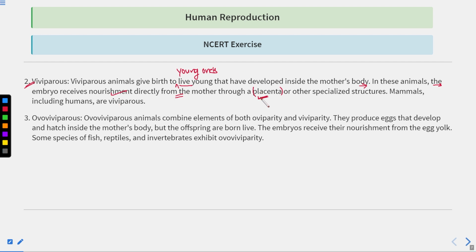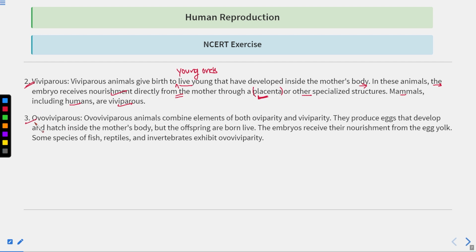It also acts as an endocrine tissue, so it secretes hormones, and it also removes the toxic waste that is produced in the developing embryo. Clear? Now mammals, including humans, are viviparous. So humans are also mammals. Mammals are generally viviparous, meaning they give birth to the young ones.